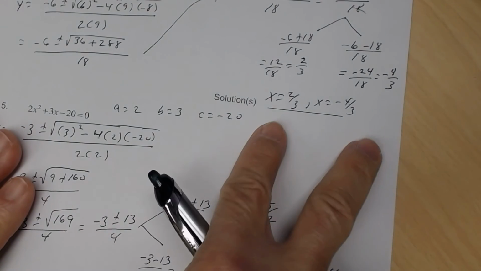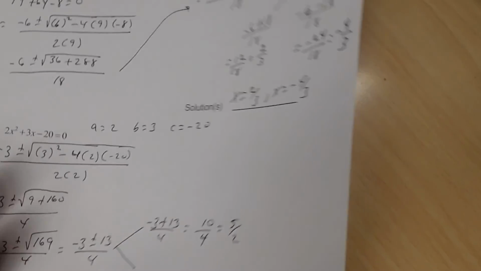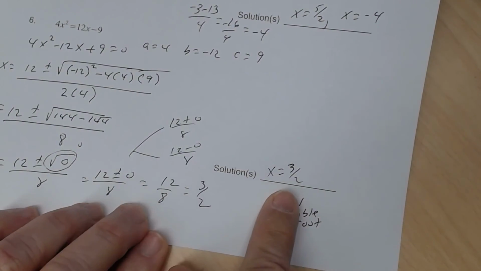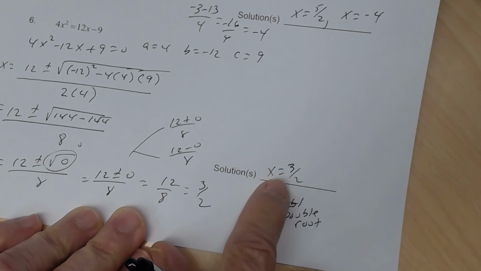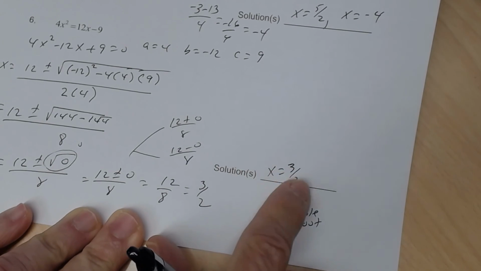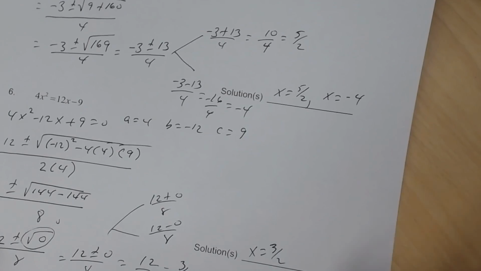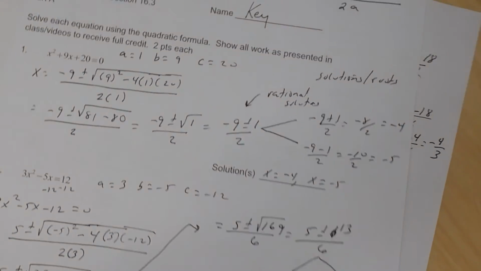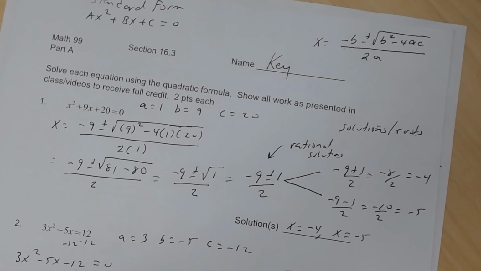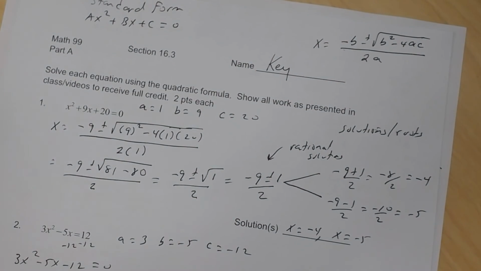Whereas over here, see there are two x-intercepts. Here, there's only one x-intercept. So you can see what that's going to look like. So since that's a double root, next semester, that's going to mean something in terms of the x-intercept. Okay, but anyway, so that's the end of this key. So that's the key to section 16.3, part A.